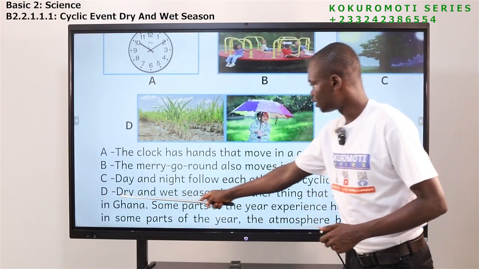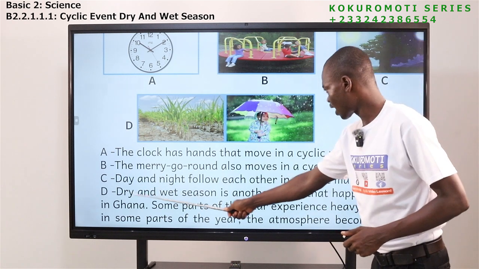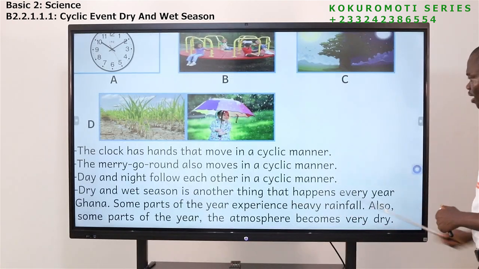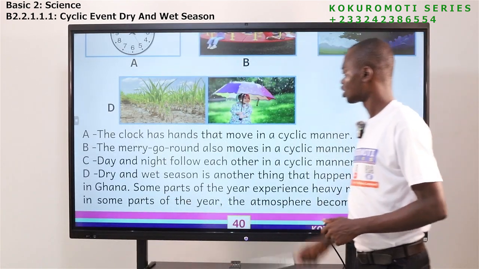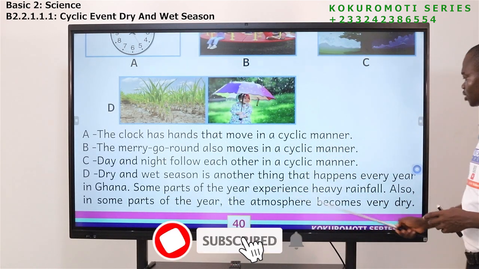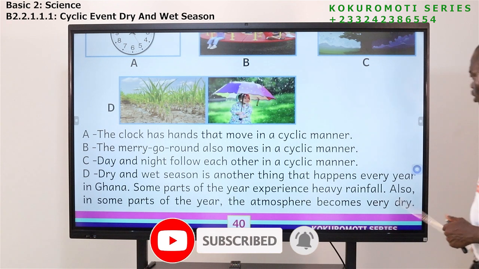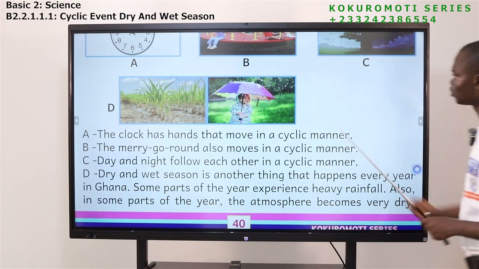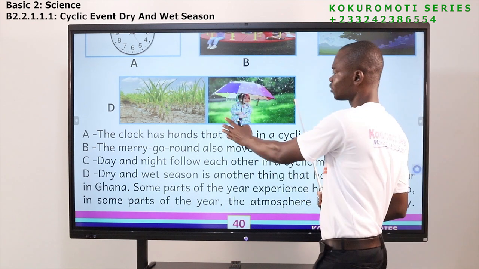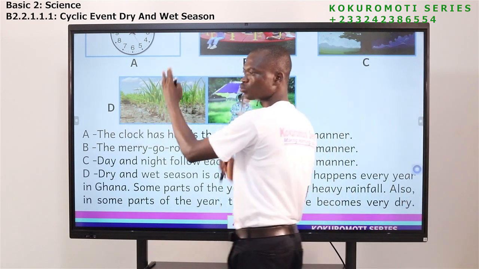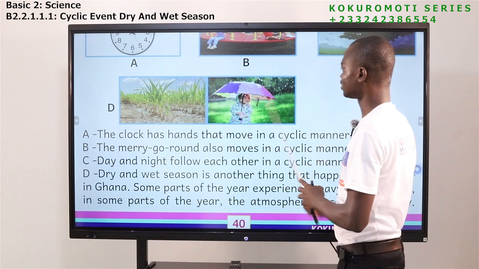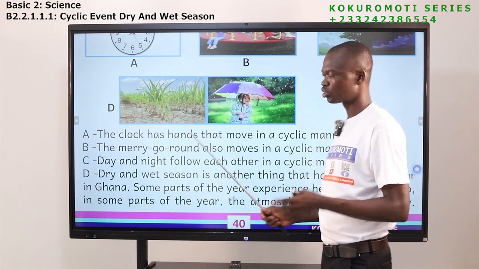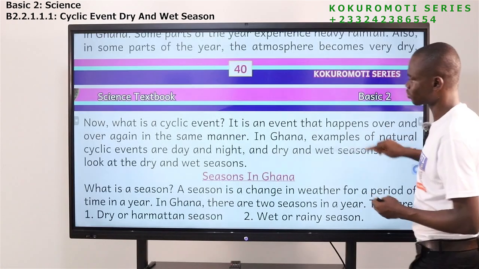The next one is what? D. Dry and wet season is another thing that happens every year in Ghana. So some parts of the year experience what? Heavy rainfall. Also, in some parts of the year, the atmosphere becomes very dry. So this is one part of the year, this is another part of the year, or this is one season, this is another season. In this season, you see rainfall, but the other season you don't see rainfall. So that is what the seasons that I was explaining to you.